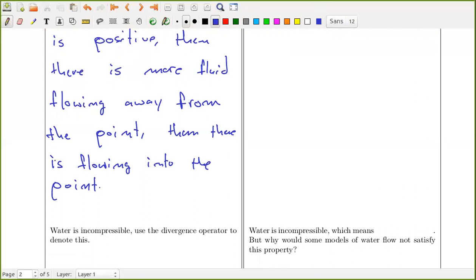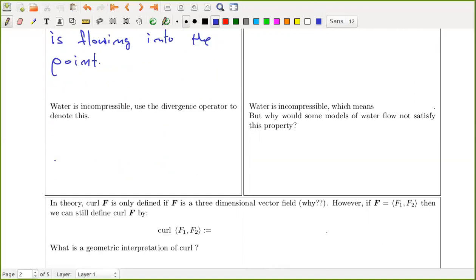Okay, so water is incompressible. We use the divergence operator to denote this. What this means essentially is that the amount, or the volume, of water is conserved. So the divergence is 0 at every point, because at any point, the amount of water flowing into that point has to be equal to the amount of water flowing out of the point.